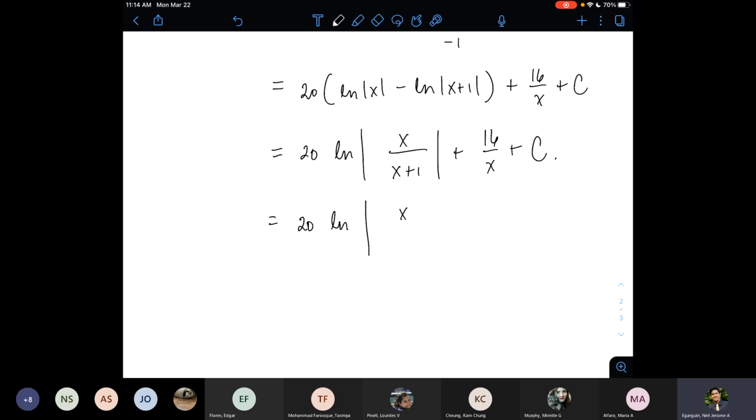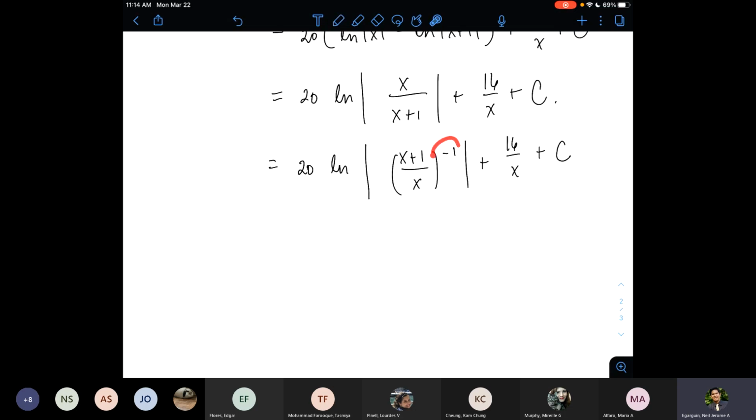So you can write this as x plus 1 over x raised to the negative 1, because remember what the power negative 1 does, it will just flip over the fraction that you have. So here, x over x plus 1 can be written as x plus 1 over x raised to the negative 1. And then by laws of exponents, this can come down in front as the coefficient. It's going to be negative 20 ln of x plus 1 over x plus 16 over x plus c, which finally is one among the choices.